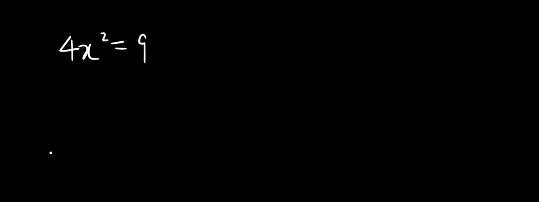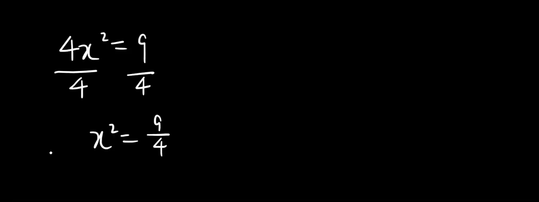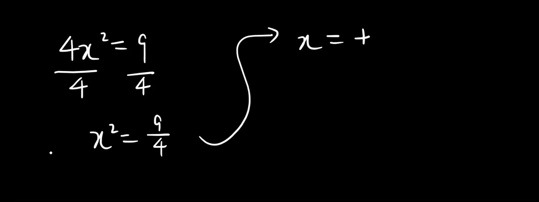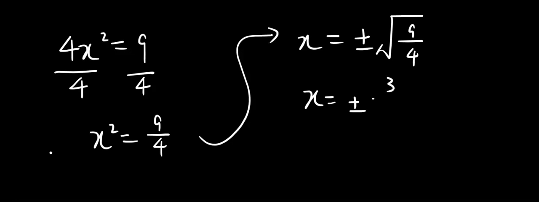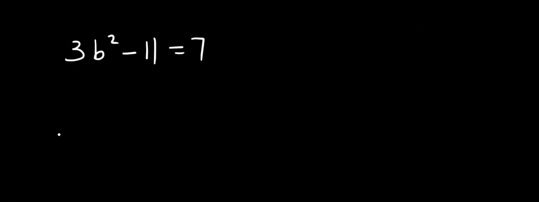Let us look at this example. 4x squared equals 9. Let us divide by 4 each side. We have x squared is 9 over 4. Remember, we can take the square root of each side. And let's write down here, we have a positive and negative. Take the square root, and the positive and negative 3 over 2. 2 roots.